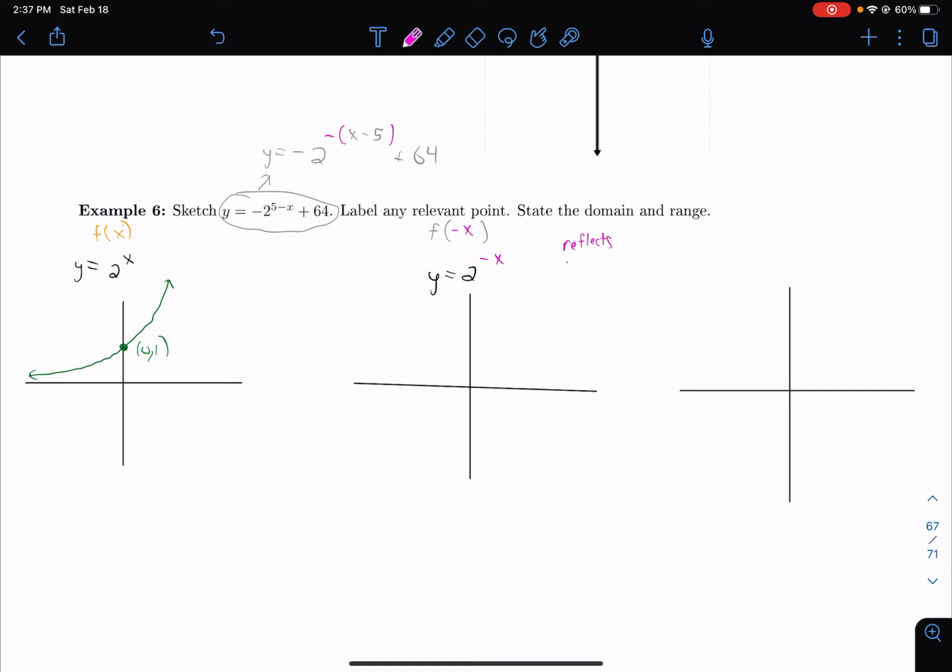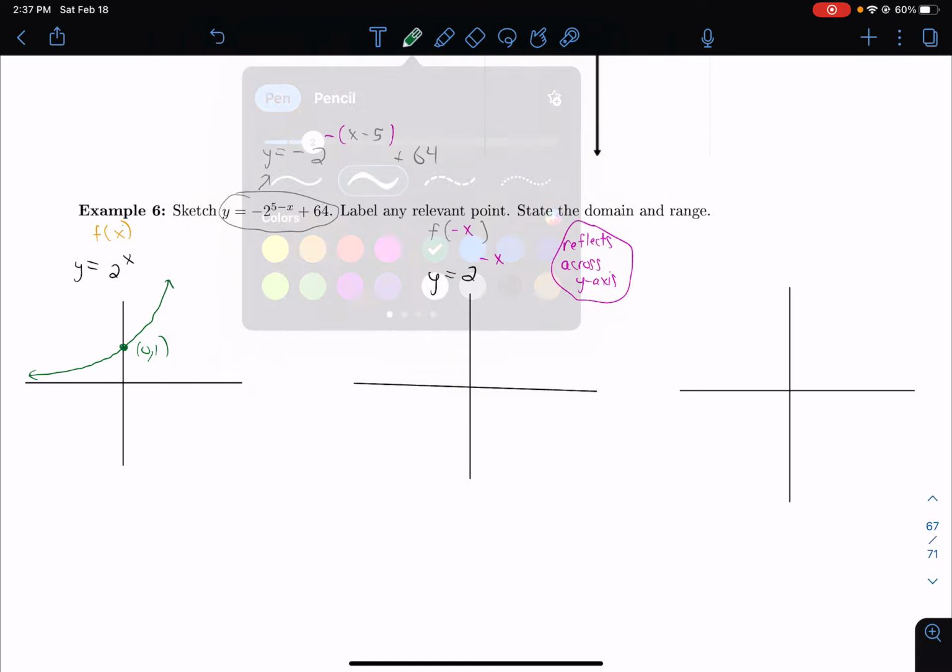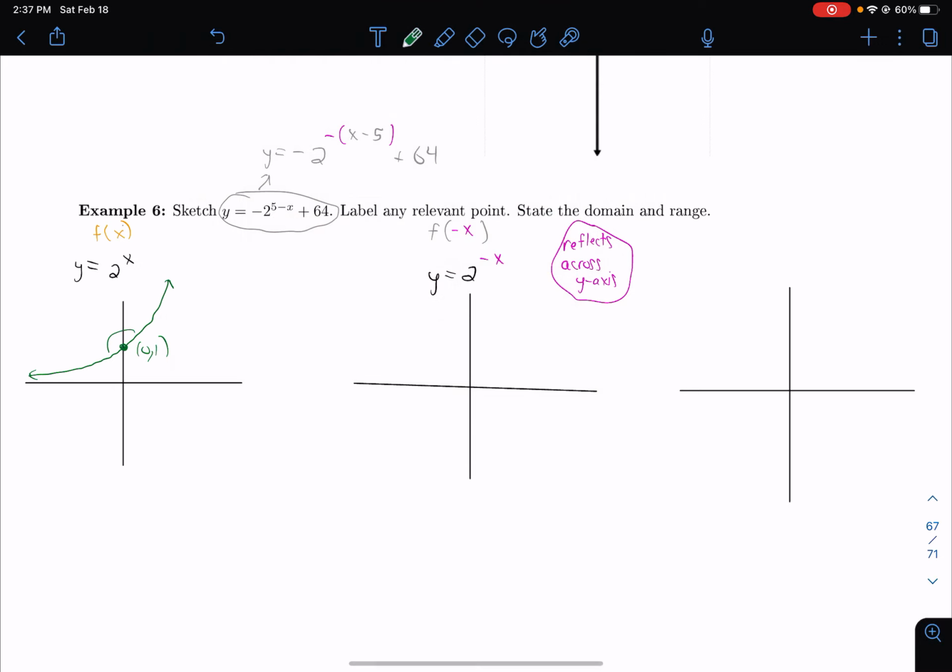Replacing x with negative x reflects across the y-axis. Reflects this thing across the y-axis. Okay, so if I reflect it across the y-axis, the balance point is already on the y-axis, so that'll stay there. That's still at 0, 1. But now my graph is going to rise this way, and it's going to fall and snuggle up next to the x-axis going that way. Okay, that's my reflection step. Now is where I'm going to deal with this minus 5.